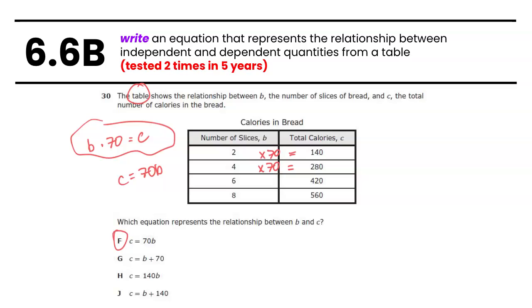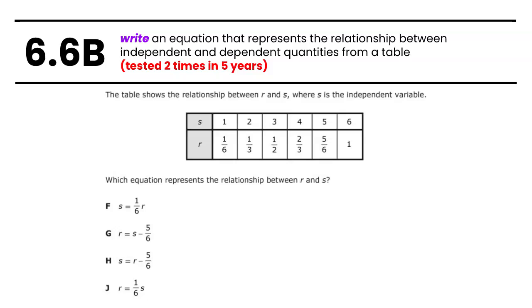The major distractor in this particular problem is whenever the variables are switched. And so, for example, letter H, you'll want to be very careful to have students avoid that particular answer choice.